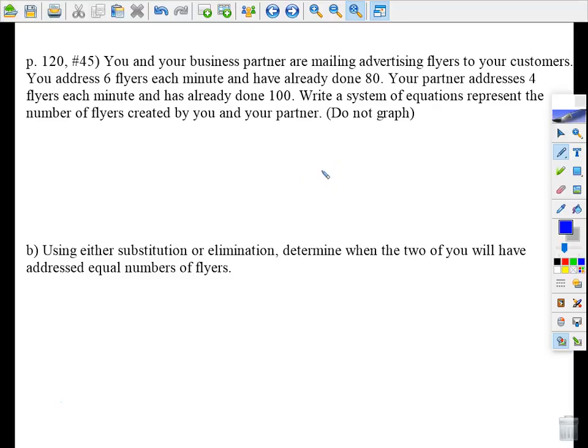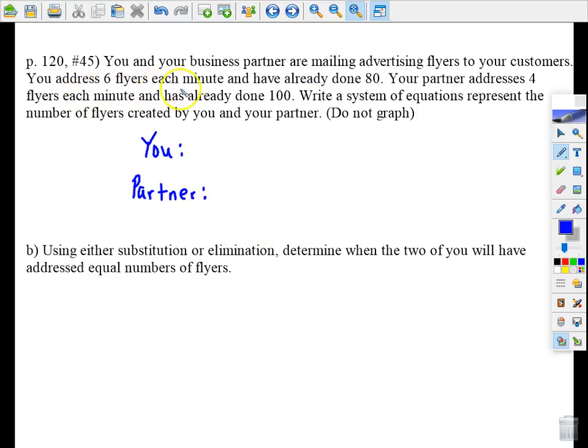Let's take a look at another one. We'll get you started. You and your business partner are mailing flyers. Okay, so we've got you. We need to write an equation for you and how many flyers you've made, and then we'll do another separate equation for your partner. Okay, so let's see what we got.